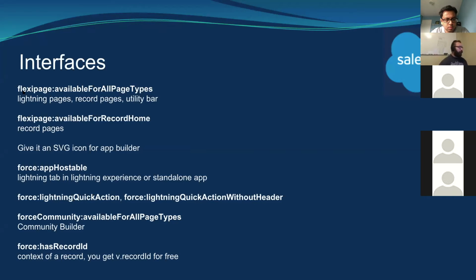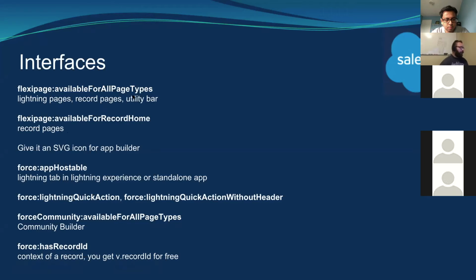This one's very common, the Flexi page, available for all page types. All page types basically means that your page will show up within all these things. You can build a Lightning app with Lightning pages. You can put it in a record page. You can put it in the utility bar. Available for record home. This is just record page, so it's like a subset of all page. And if you do this, make sure you've got the force has record ID interface in there as well.